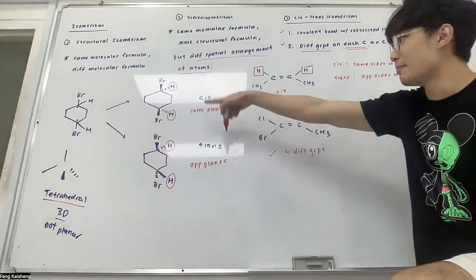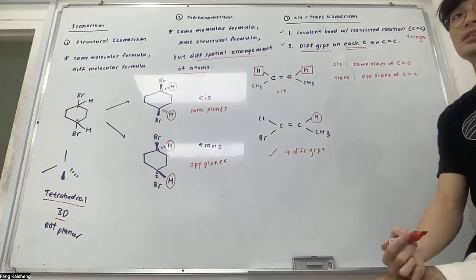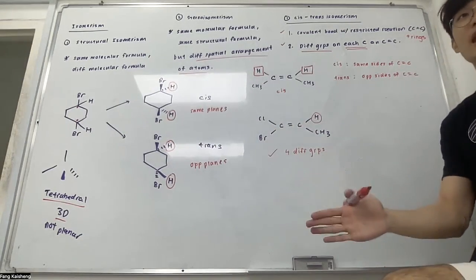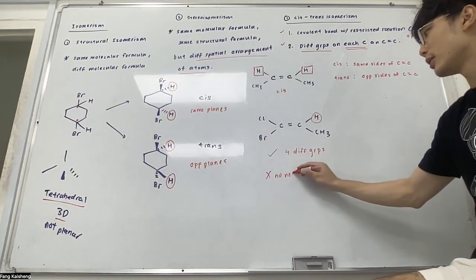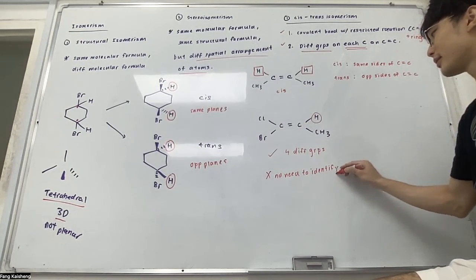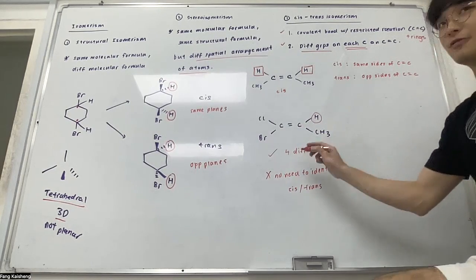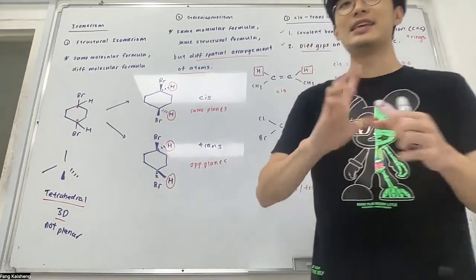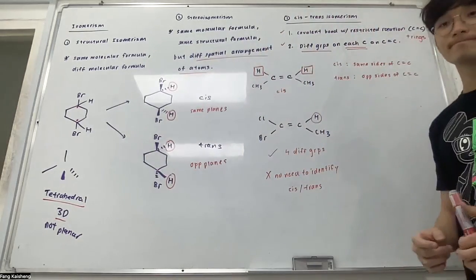Same side, that one same plane, opposite plane, correct? But now we only have one H. Can we determine who is cis and who is trans? Answer is no from our syllabus. In real life, you can, but in our syllabus right now, there's no need to identify who is cis and who is trans. But you just need to know having 4 different groups will allow you to undergo cis-trans. That's it. Answer is yes. This is very simple.